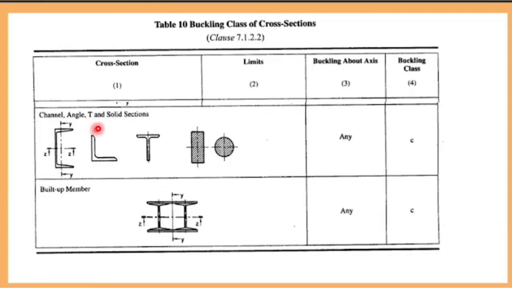If only one angle section is given, then you can take C. This is a built up section. What do you mean by that? You have two angle sections, so this comes under this category. Anyway, this also has a buckling class of C. Now you have to check only buckling class C.